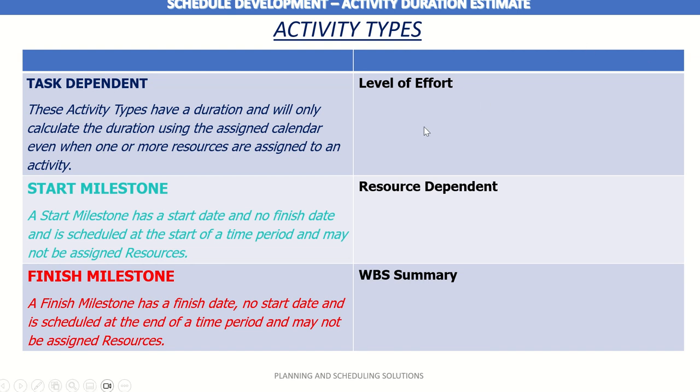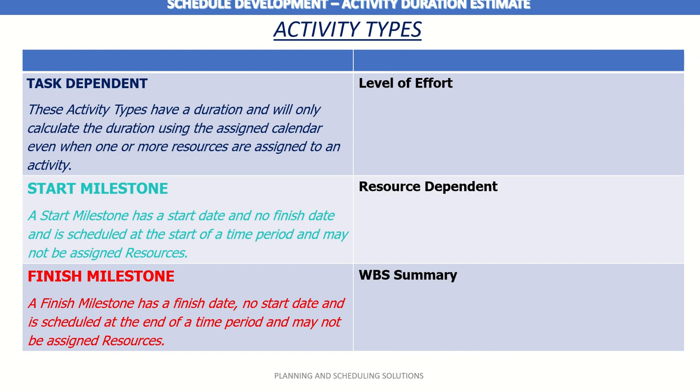So there are 6 different types. I think this is the one you have, or the latest version. You can check that out. I'll show you where it is. There are 6 different activity types in Primavera, but at this stage we are going to talk about only a few of them, which are really necessary at this stage. The first one is task dependent, and then the start milestone and the finish milestone.